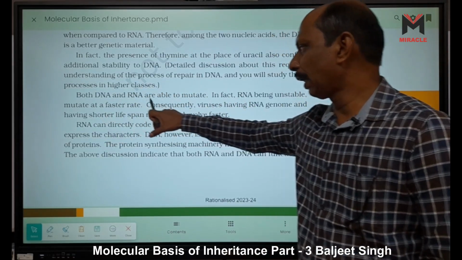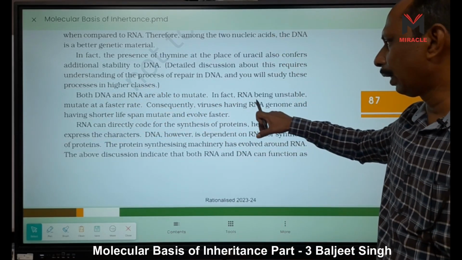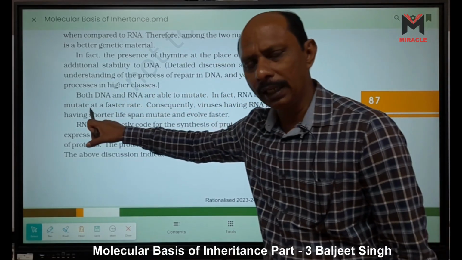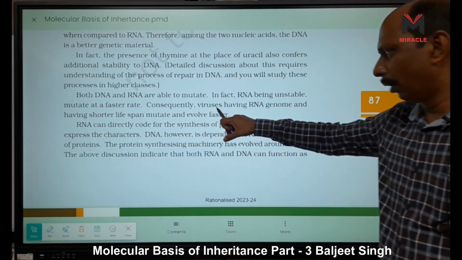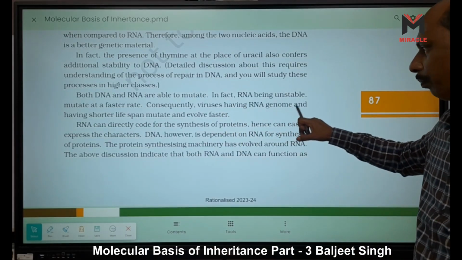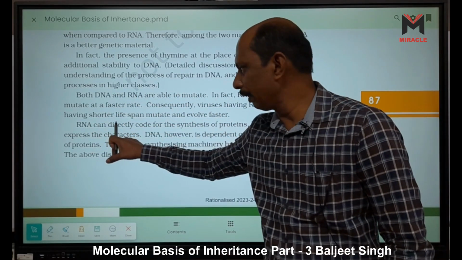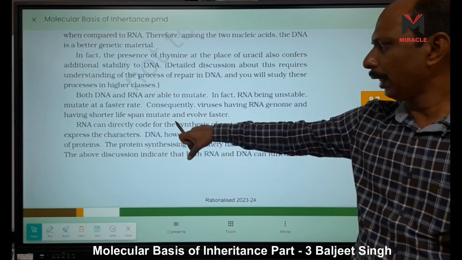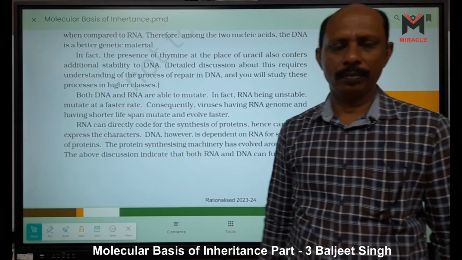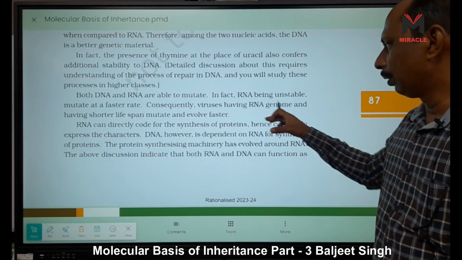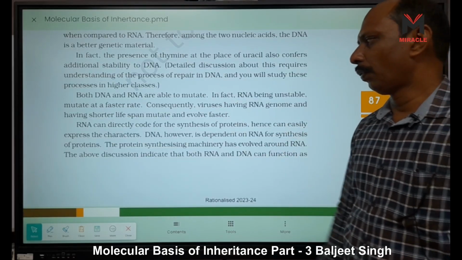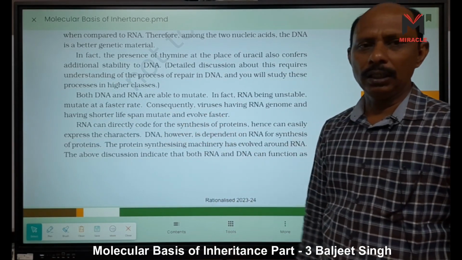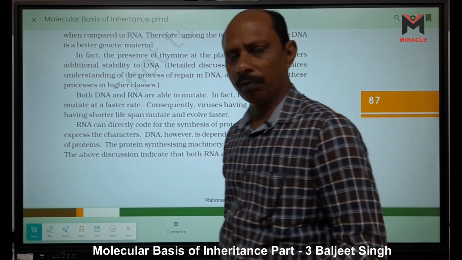Here, both DNA and RNA are able to mutate. In fact, RNA being unstable, mutates at a faster rate, right? Consequently, viruses having an RNA genome and a shorter life span mutate and evolve faster. The RNA genome in some viruses is responsible for mutation, and they can evolve faster also.